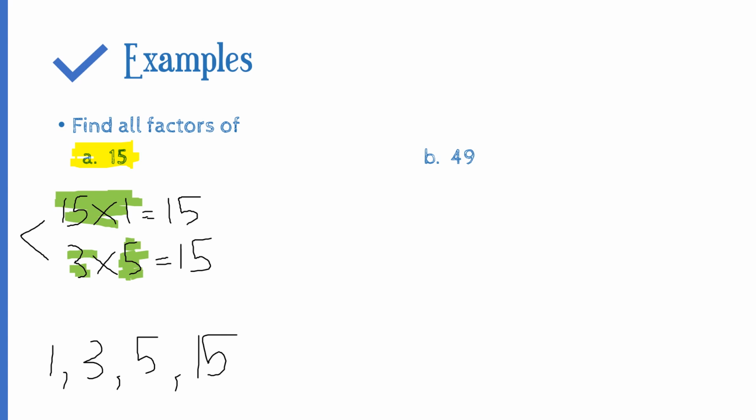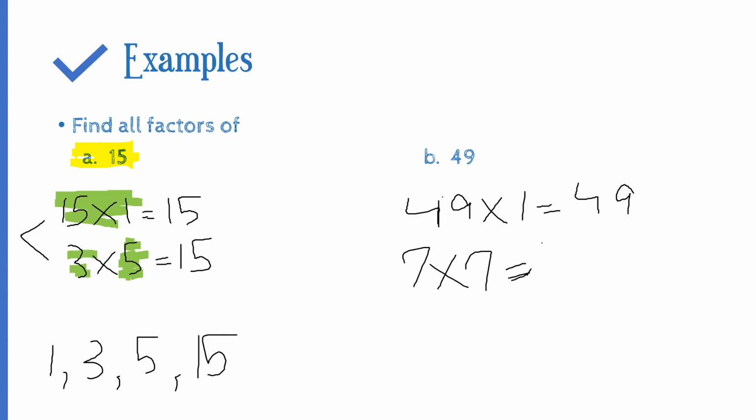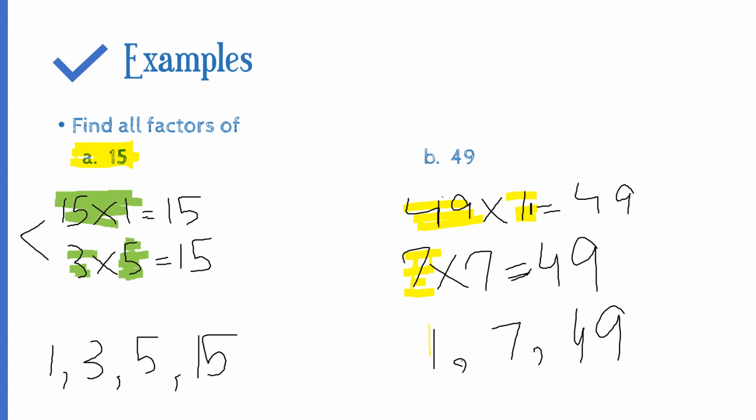Now let's do this one, 49. Let's see which pairs give us 49 as their product. The first one is always this: 49 ones are 49. Then any other pair? Yes, 7 sevens are 49. Is there any other pair? No. So 49 has only 1, 49 and 7 as its factors. So what are the factors of 49? 1, 7 and 49. So 49 has only 3 factors.